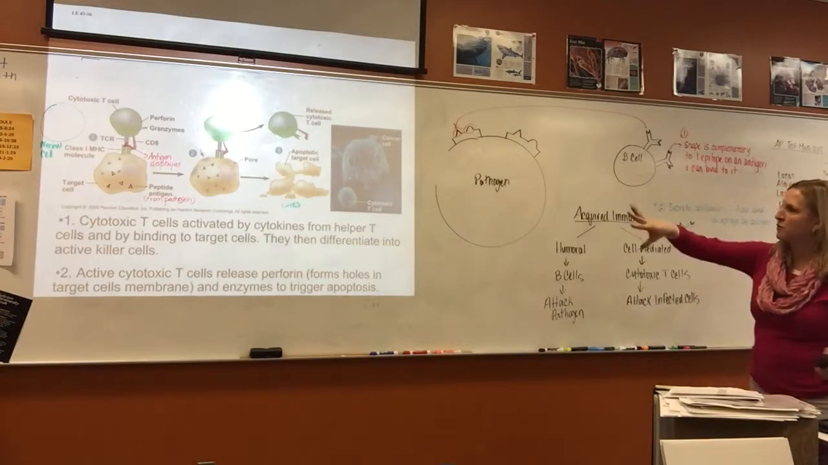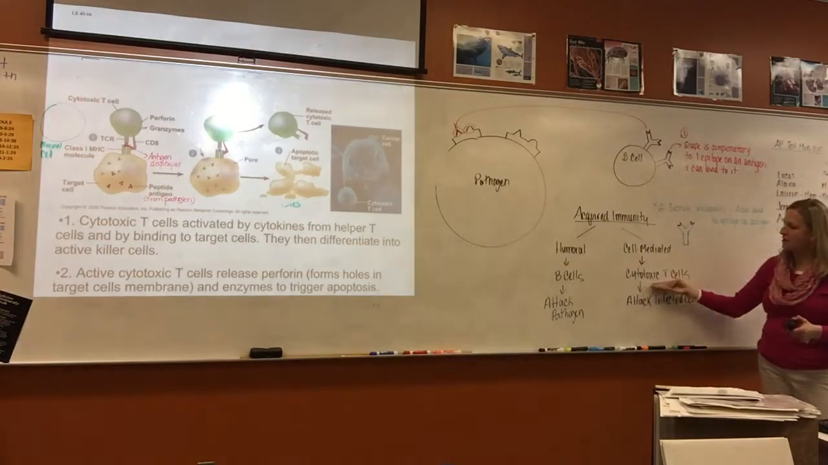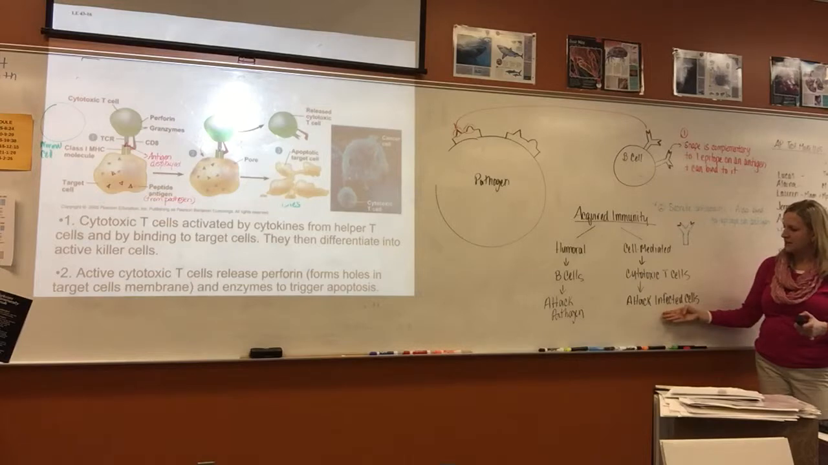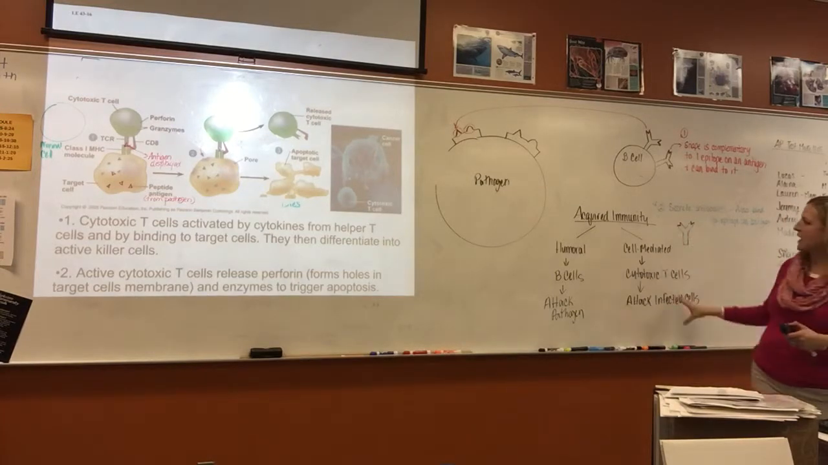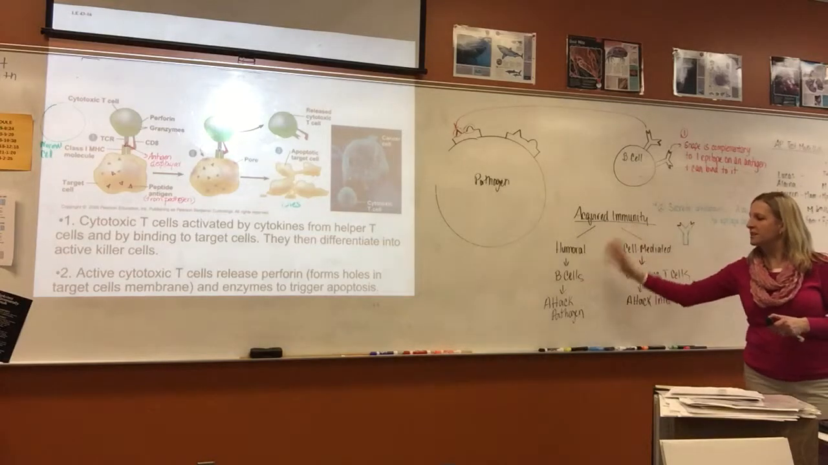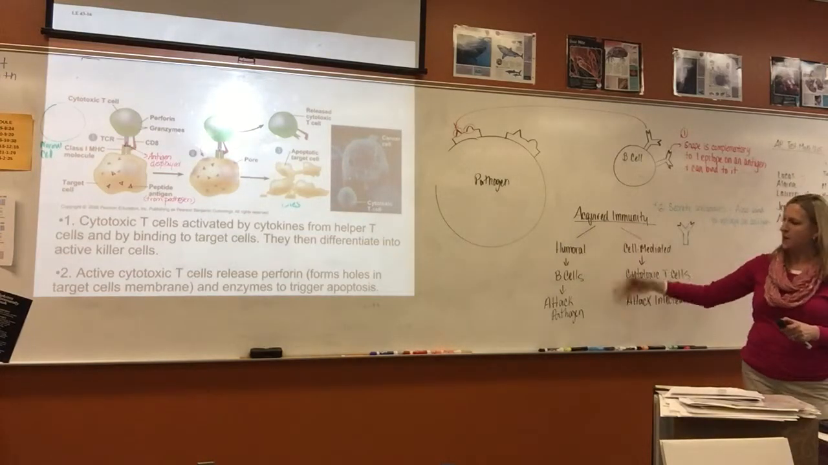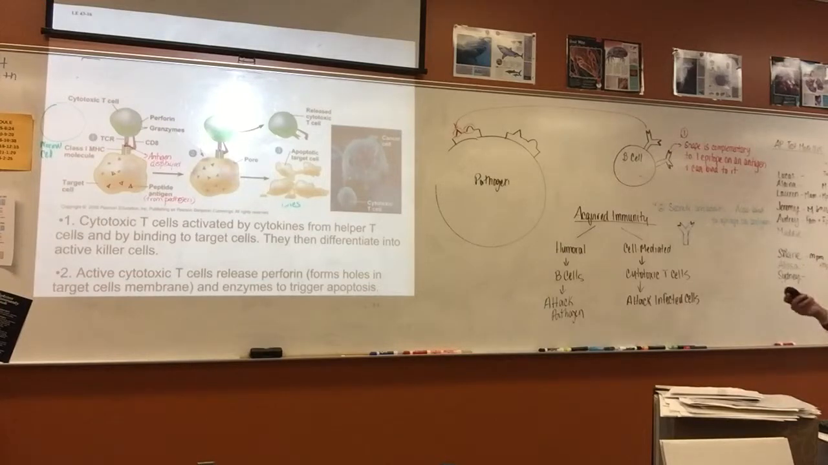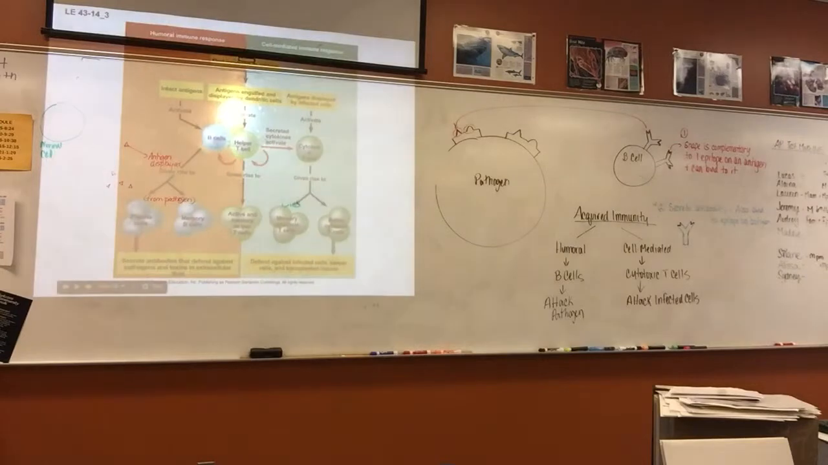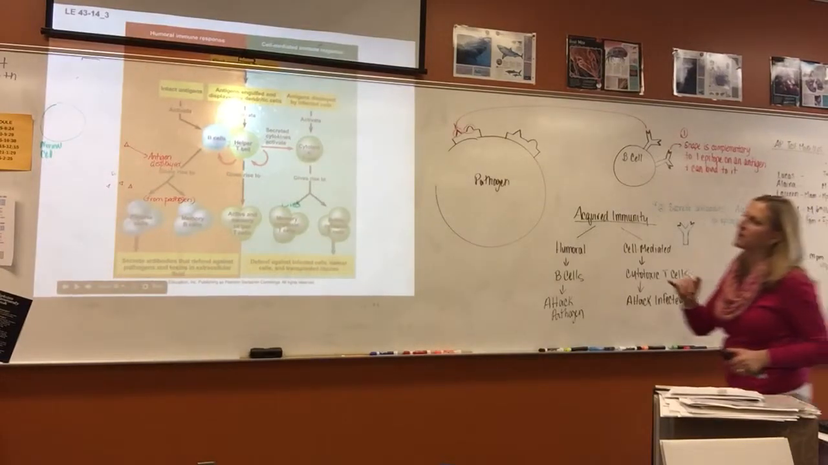So therefore, through this process, this is how the cytotoxic T cells attack and kill off the infected cells. So this is going on at the same time that your B cells are releasing antibodies to attack your pathogen, and any cells that have already been attacked by the pathogen are killed off by these cytotoxic T cells. So that's this part here.